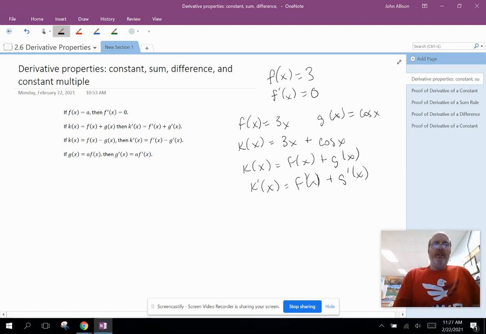It works the same way if we have subtraction. The subtraction rule says if k is the difference of two functions, then k prime of x, the derivative of k of x, is equal to the difference. So the derivative of a difference is the difference of the derivatives. And then we have g of x equals a times f of x. So constant times f of x is the constant multiple rule. This just says that the derivative of g of x is equal to the constant times the derivative of f of x. So these are all rules we're going to prove.